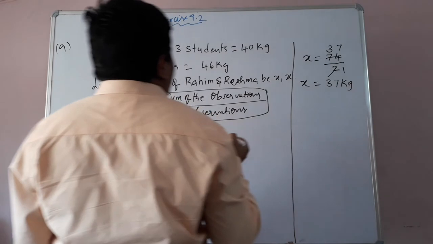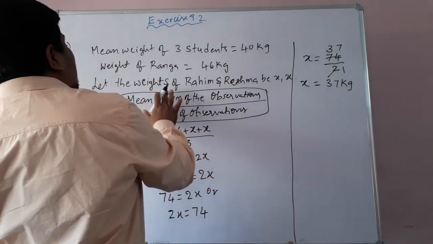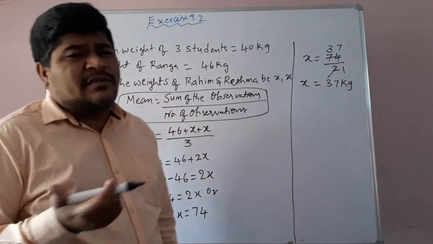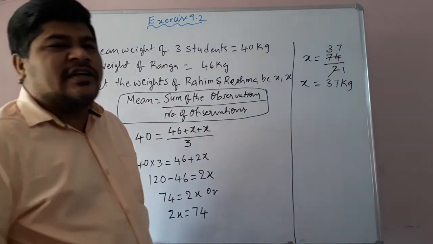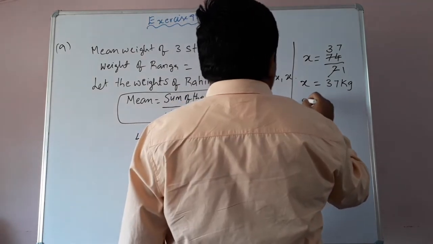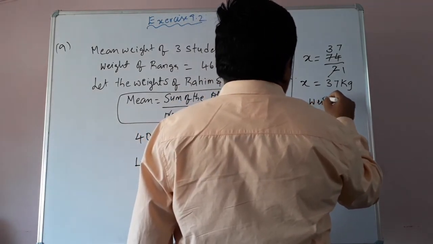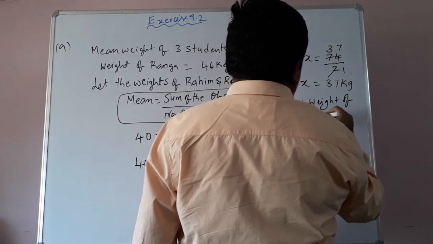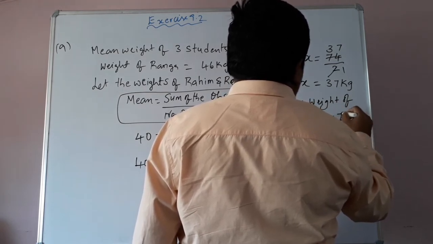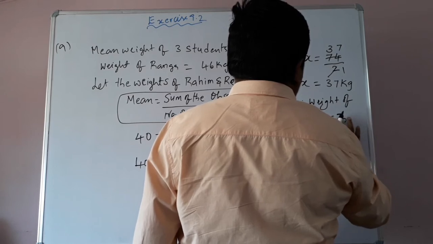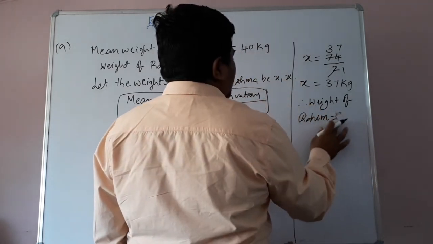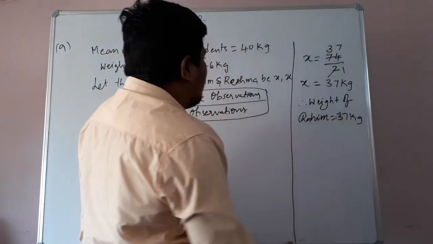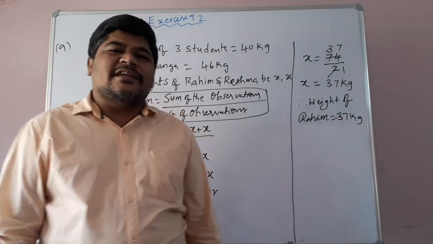It means, children, x is nothing but the weights of Rahim and Reshma. Here in the problem they are asking the weight of Rahim, that is 37. Even Reshma's weight is also 37 kg only. So therefore the weight of Rahim is equal to 37 kg. So children, this is the way to solve this problem. Now let's see the next problem.